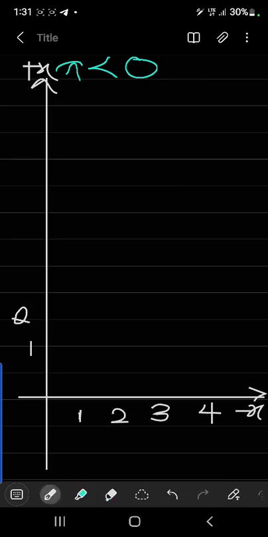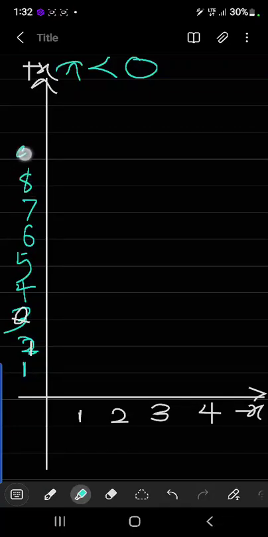Let me erase. Oh, I can't erase it, so maybe I'll just write on it. Don't mind me, there's an error here. I'll make this my 1. This is 2. This is 3. This is 4. This is 5 and 6 and 7 and 8 and 9 and 10.